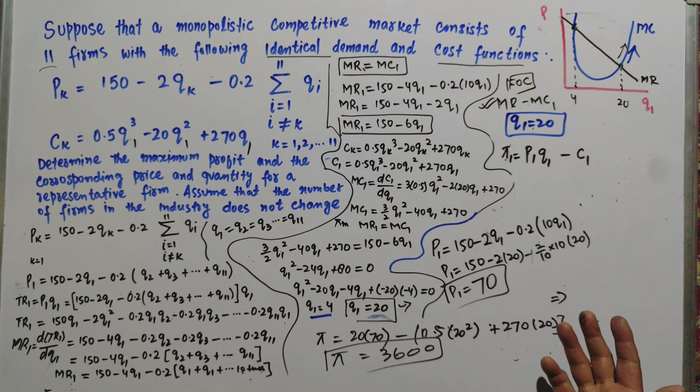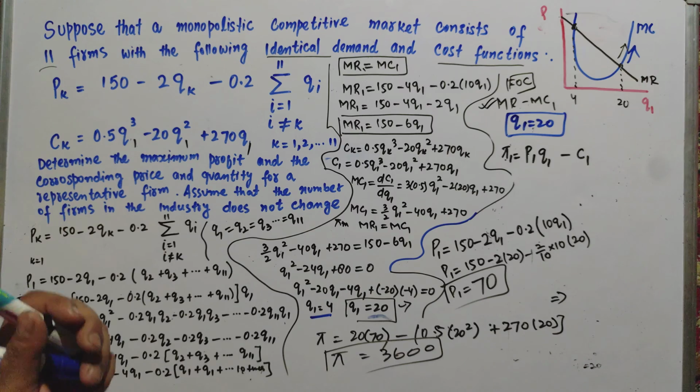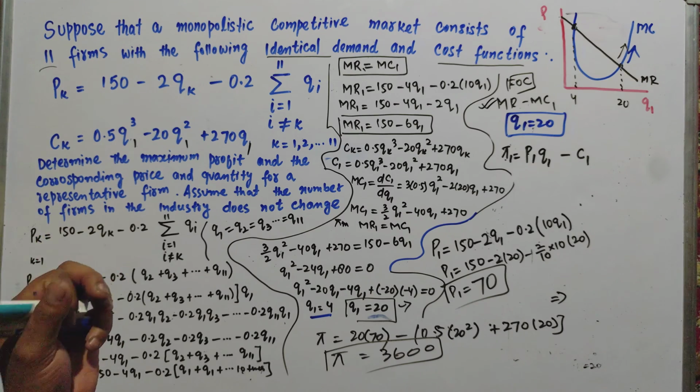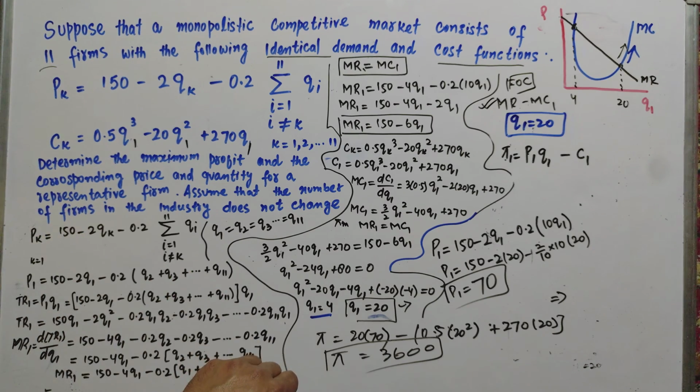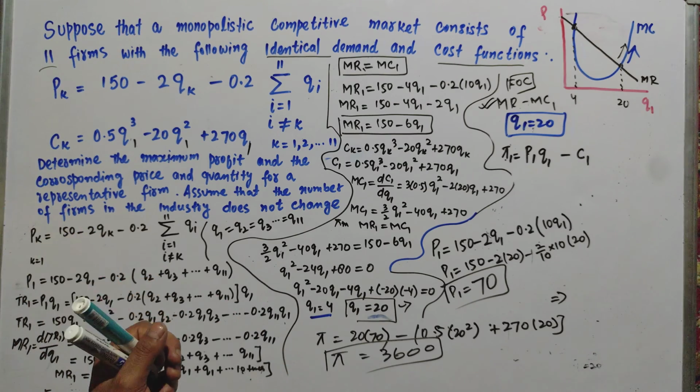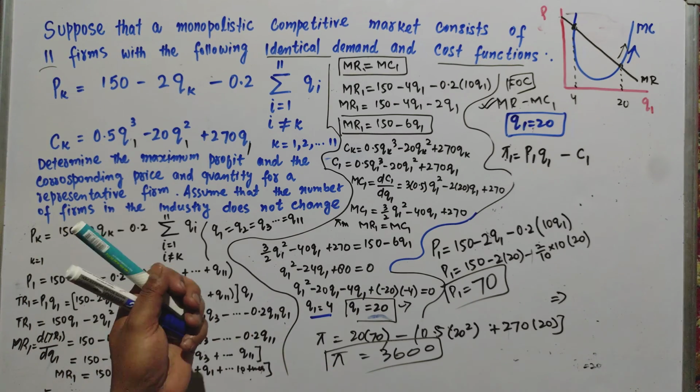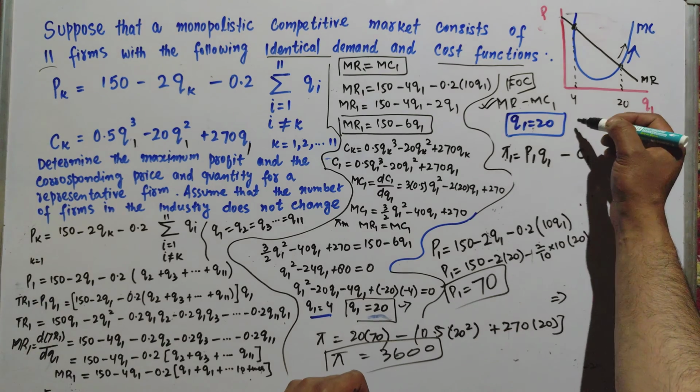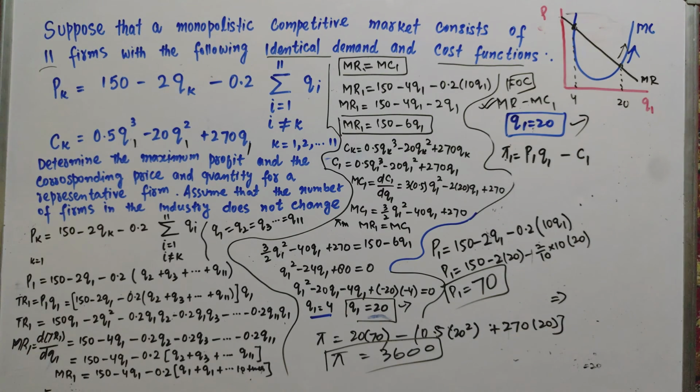So this is how we solve this kind of question. For monopolistic competition, we were given identical demand and cost functions. We first find the marginal revenue and marginal cost functions, then we equate them with each other. So we got the profit maximizing level of output as 20 and the profit maximizing level of price as 70.